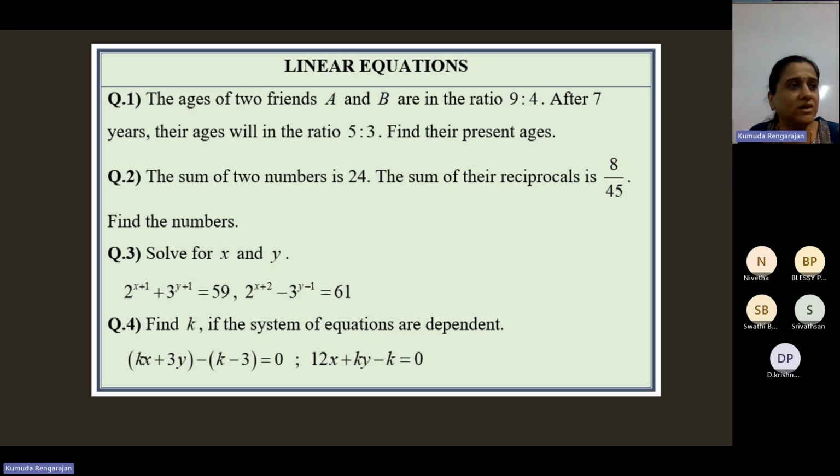Consistent equations are equations that have at least one solution. So it can have one solution or more than one solution, that is infinitely many solutions. Consistent equations are equations that have at least, use the word at least, one solution.